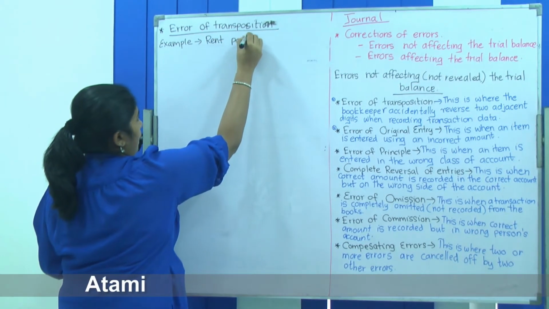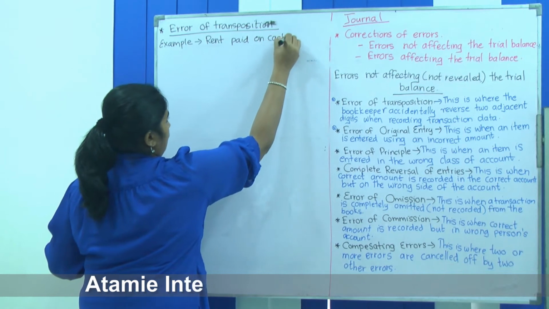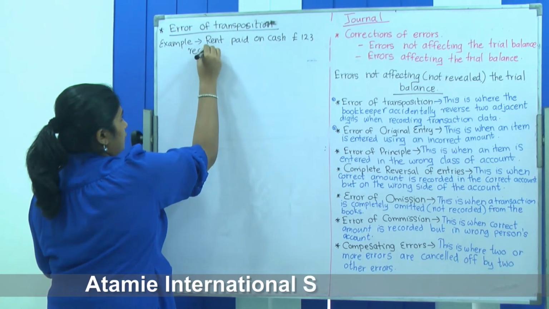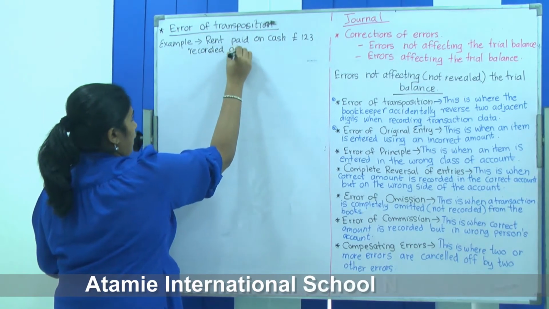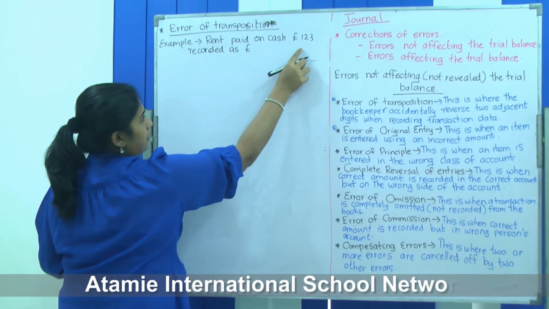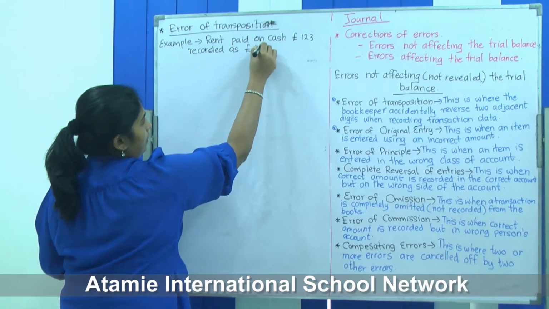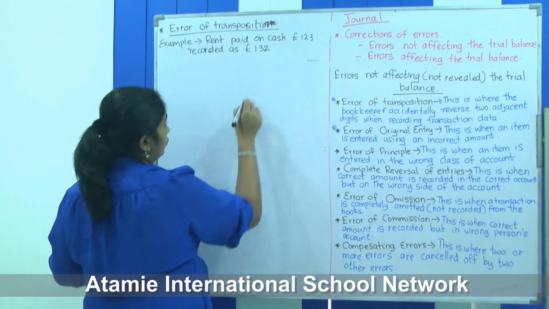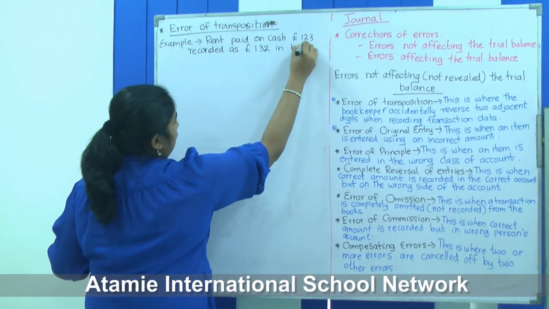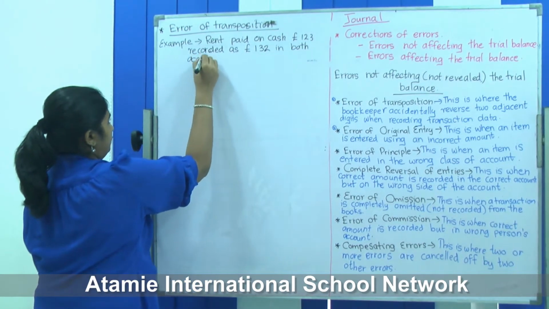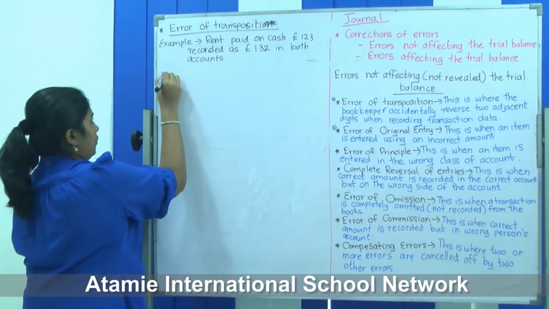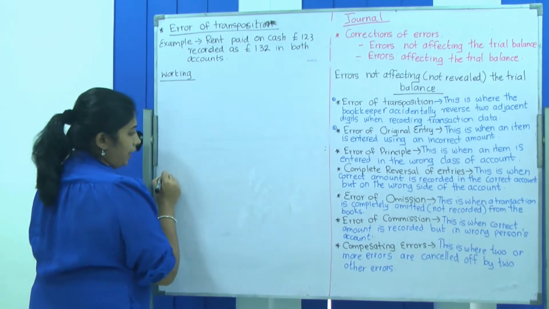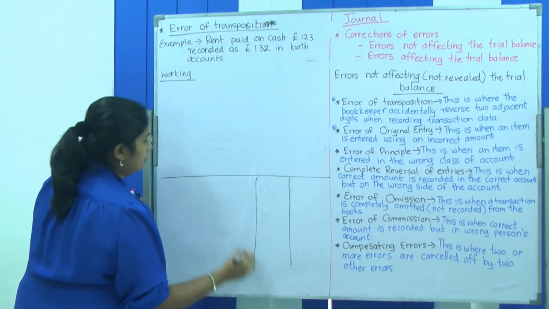Rent paid in cash, rupees 123, recorded as, they have exchanged these digits and recorded 123 as 132 in both accounts. In the workings it will be easy if I show you the workings in T accounts. After that I'll show you how to record them in the journal.